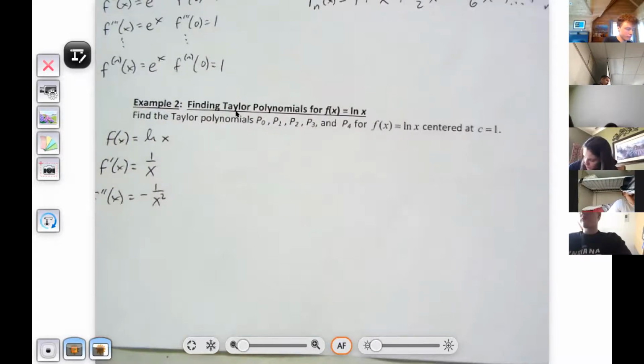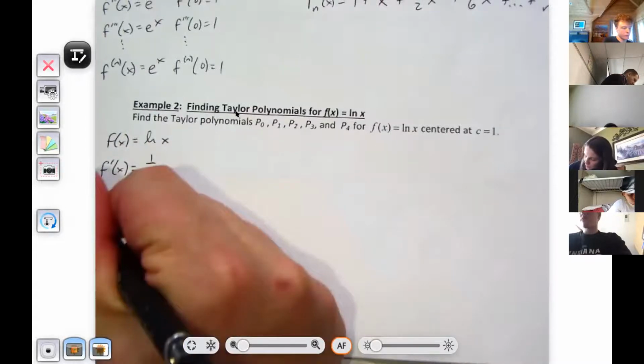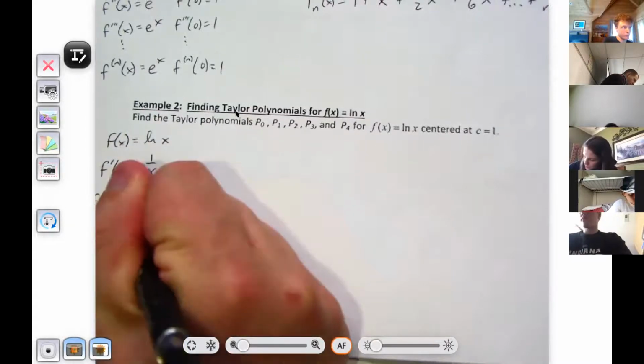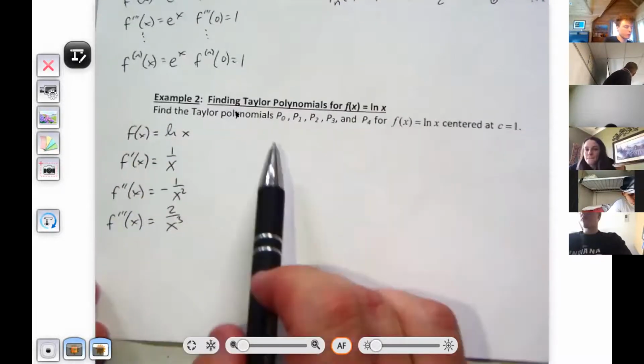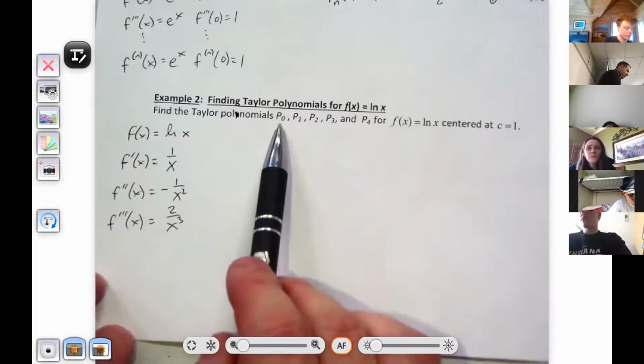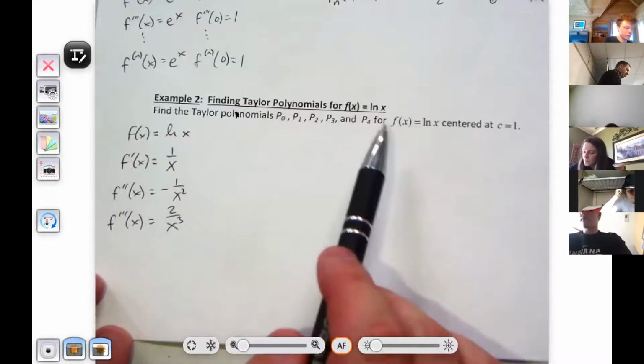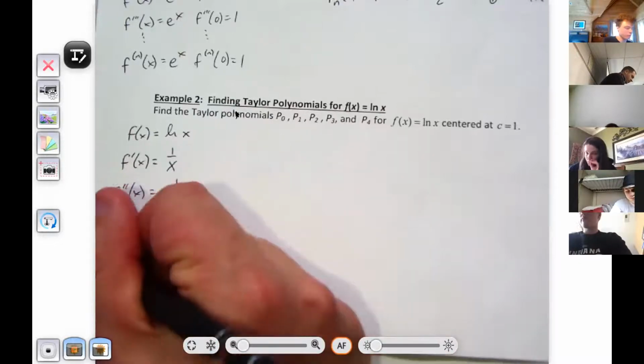And that's just negative x to the negative second. So that's going to become positive 2x to the negative third. So 2 over x cubed. And it wants us to go, notice it says the 0th, the first, the second, the third, and the fourth. So we're going to go to the fourth derivative.